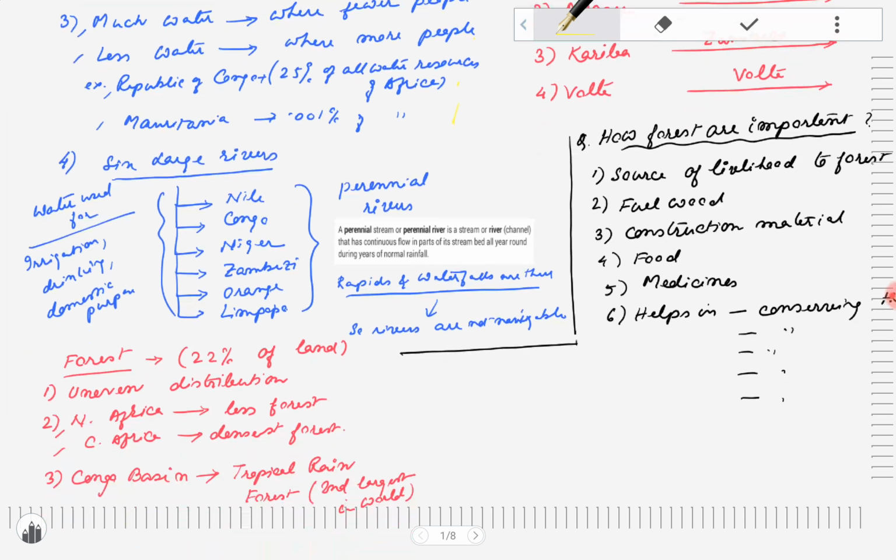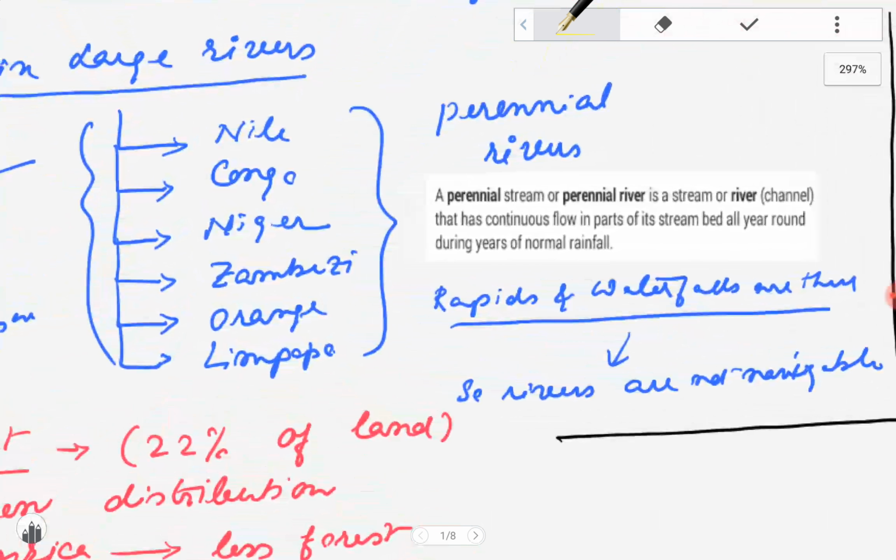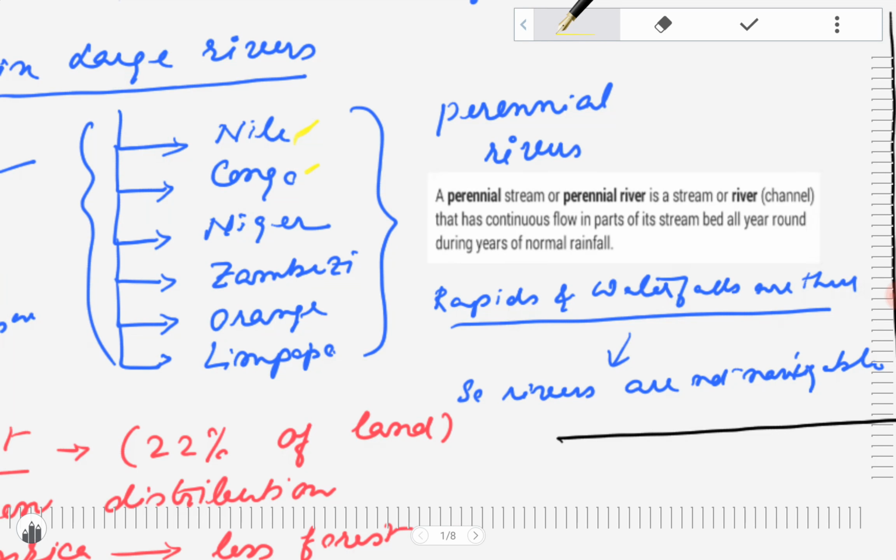Now there are six large rivers. The water of these rivers is used for irrigation, drinking, and for domestic purposes. These rivers are the famous Nile, Congo, Niger, Zambezi, Orange, and Limpopo.